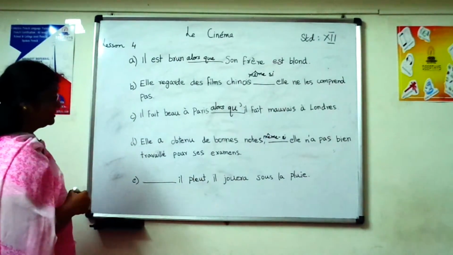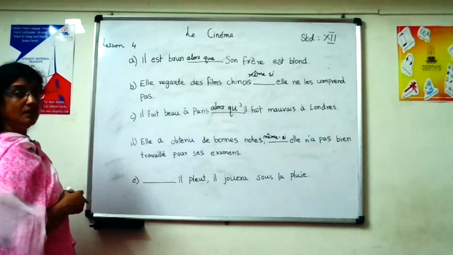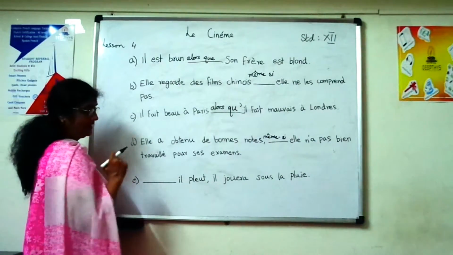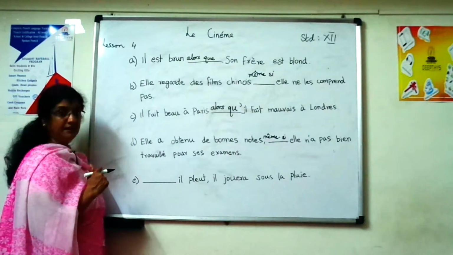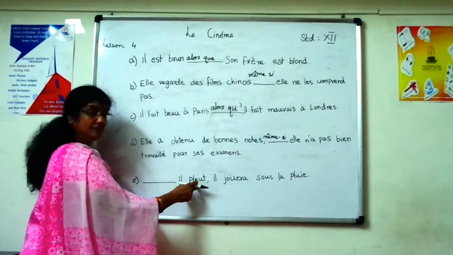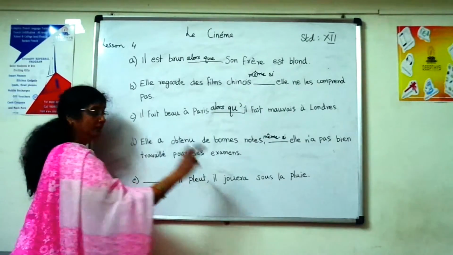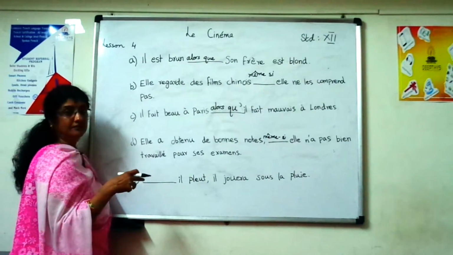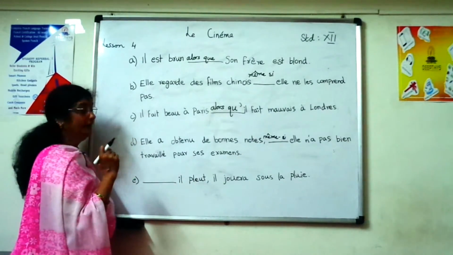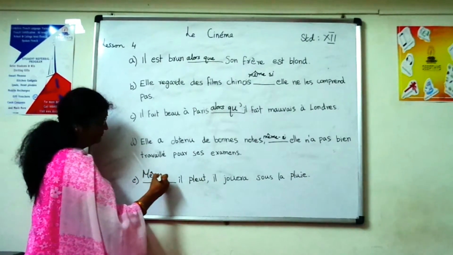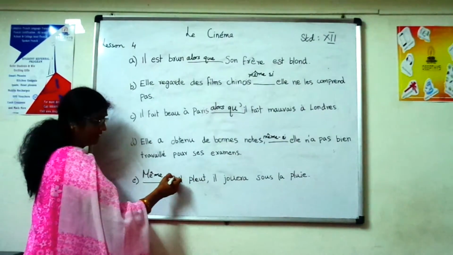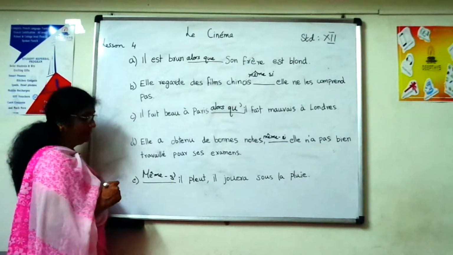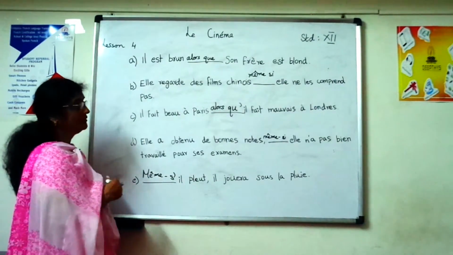We come to the last sentence of this exercise. Il pleut, il jouera sous la pluie. So it is raining. He will play under the rain. You can see that it is two concepts which are related to each other. So even if it is raining, he will still play under the rain. So even if is what you will write here. When you write même si plus il, I cannot write si, I will put an apostrophe. Même s'il pleut, il jouera sous la pluie. Even if it is raining, he will play under the rain. So that completes this exercise.